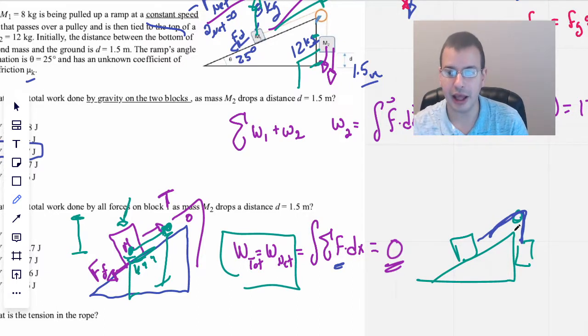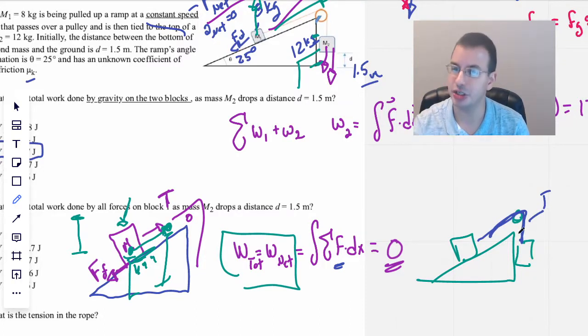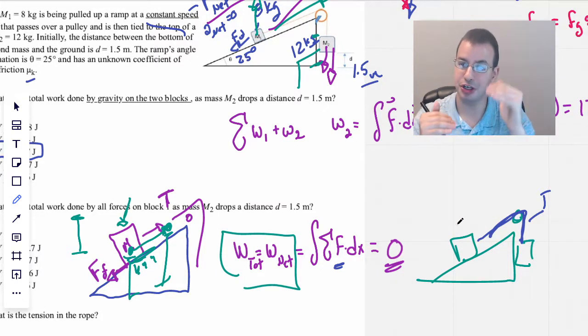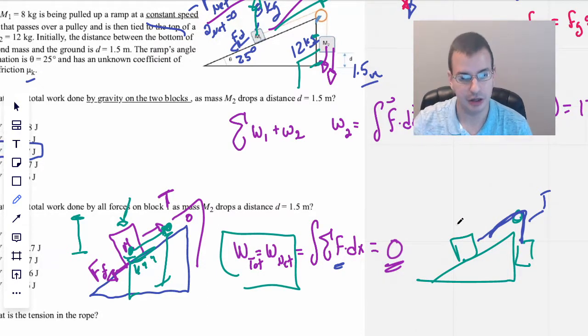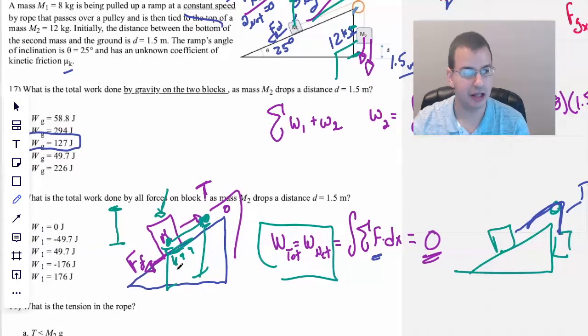So the only difference between what I explained earlier for mass 1 and mass 2 is that for mass 1 I said we're losing energy due to friction. With mass 2 you'd say we're losing energy due to this mysterious tension of the rope pulling up. But that tension is connected to block 1, which is ultimately due to friction. So everything I said about mass 1 applies to mass 2. Therefore, mass 2 also has a total work done of 0.